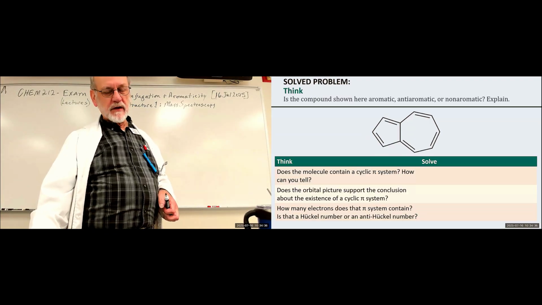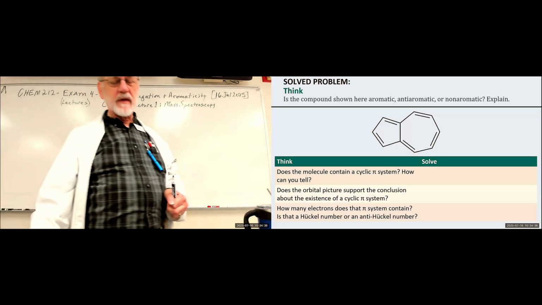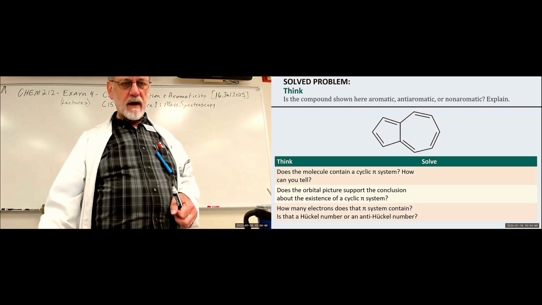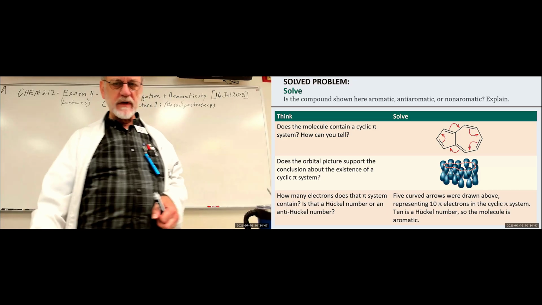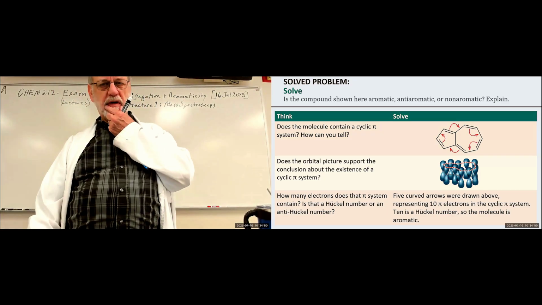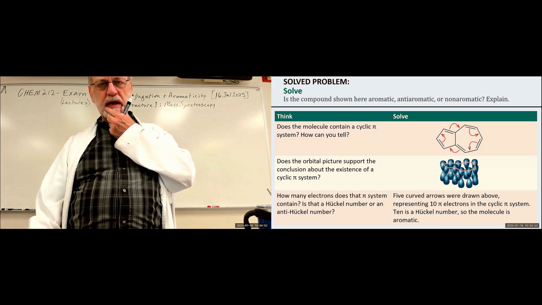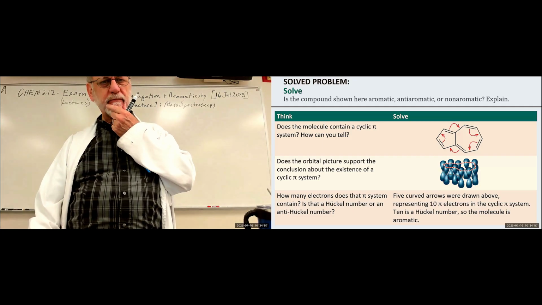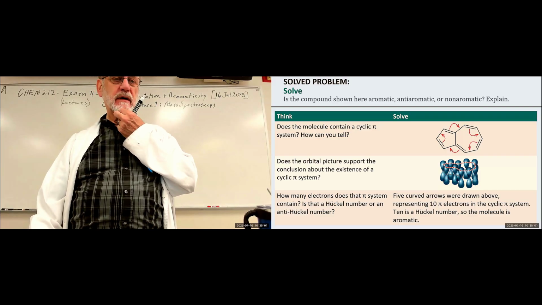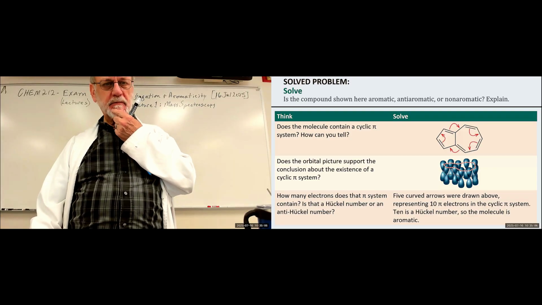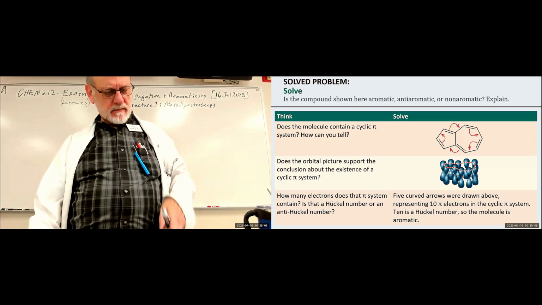So let's see. Does the molecule contain a cyclic pi system? Yep. Oh, how can you tell? How can we tell? That's a good question that I don't have the answer to. Maybe it's in the book, or it could be in the notes that accompany each one of the slides. I just missed them.